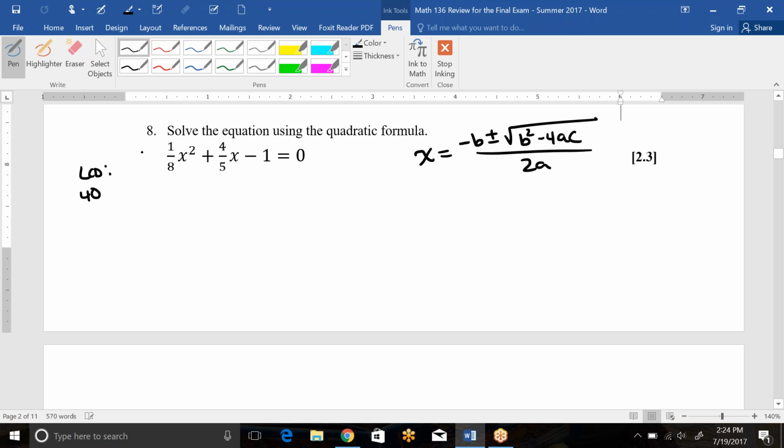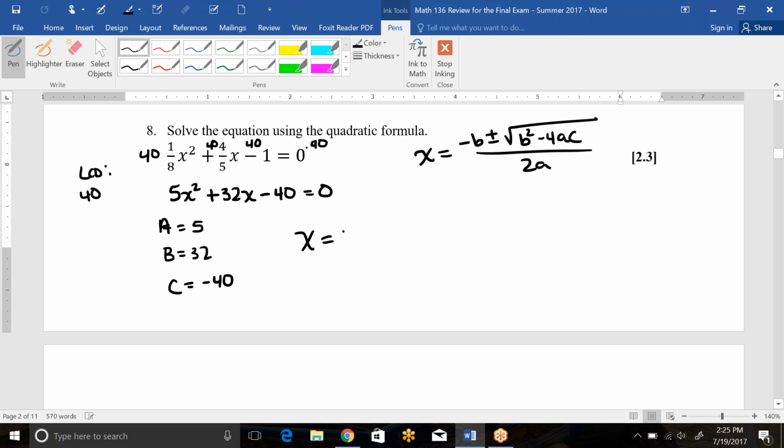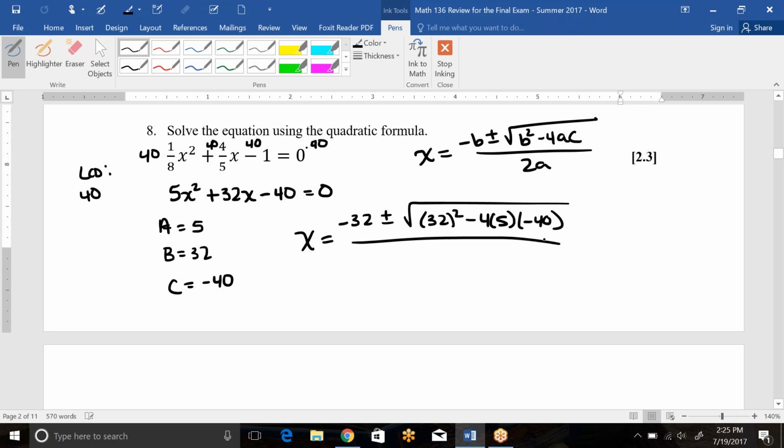If I multiply everything by 40, I should be able to clear out all of those fractions. So do it to everything on each side. This would leave me with 5x squared. 40 divided by 5 is 8, but then we have to times it by that 4. So that's going to be 32x minus 40 equals 0. So a is going to be 5, b is going to be 32, and c is going to be negative 40. So x equals negative b plus or minus the square root of b squared minus 4ac all over 2a.